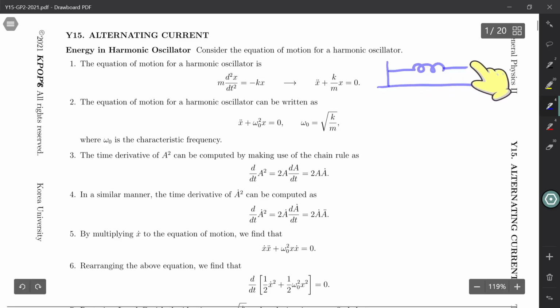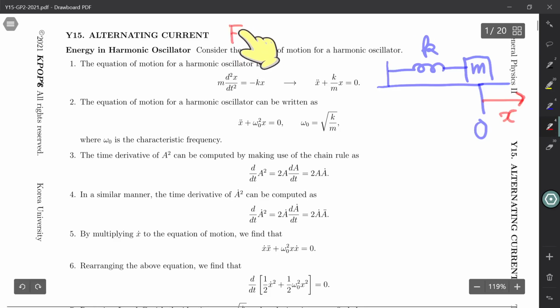A harmonic oscillator consists of a spring with spring constant k and mass m, and there is an equilibrium position that is selected to be the origin, and the displacement from the equilibrium position we denote as x.